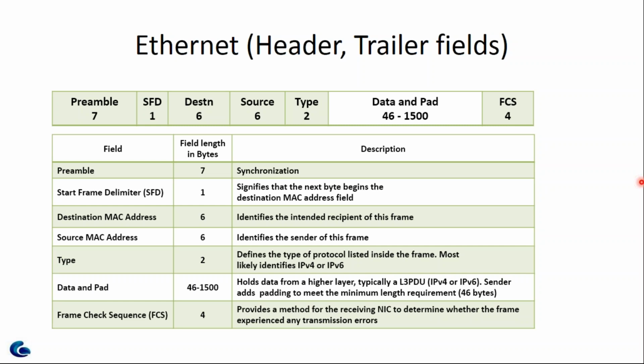So it's quite possible that the user data, even after adding all those headers put together, may be less than 46 bytes. So in that case, what can Ethernet do? Here the upper layers won't come to your rescue. The Ethernet layer has to do what is called padding. The sender adds padding to meet the minimum length requirement of 46 bytes.